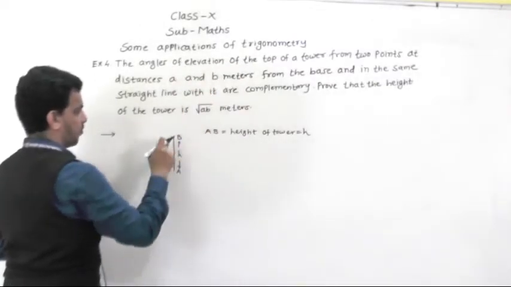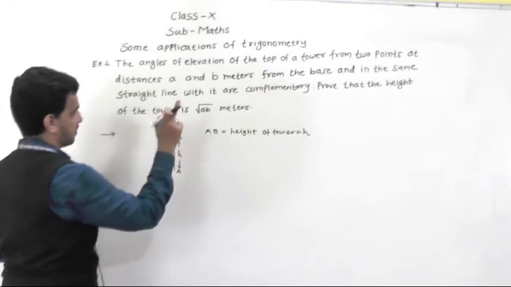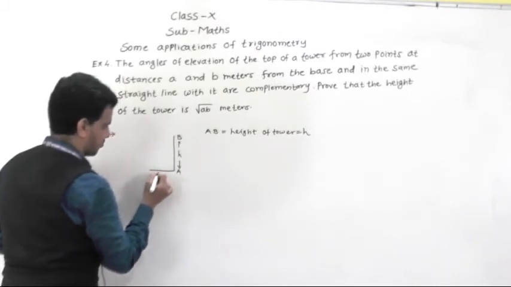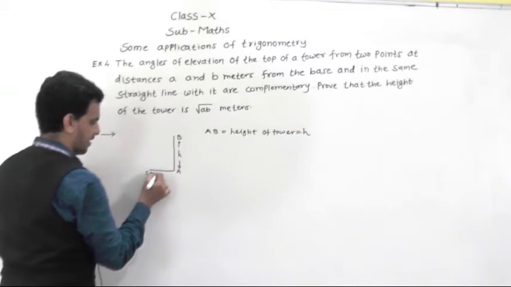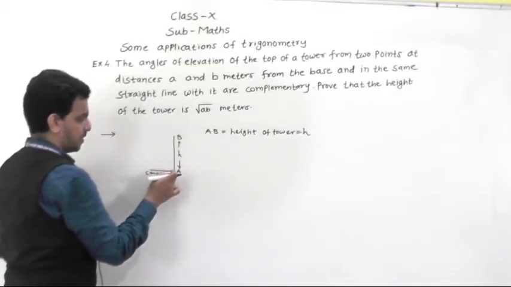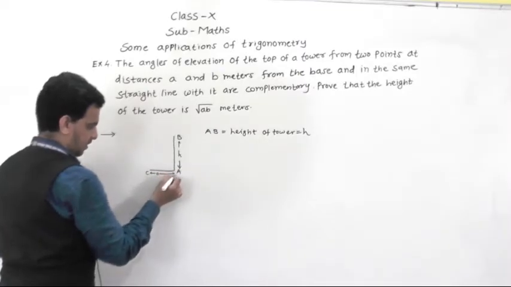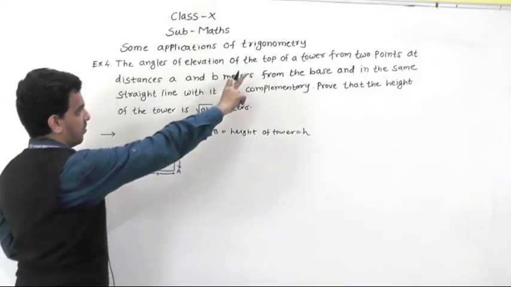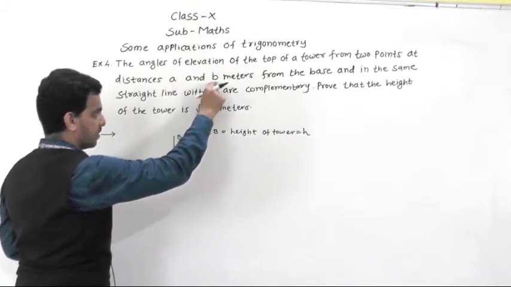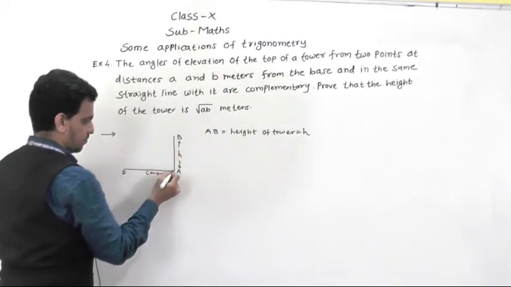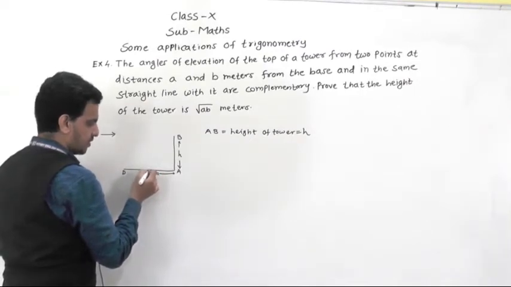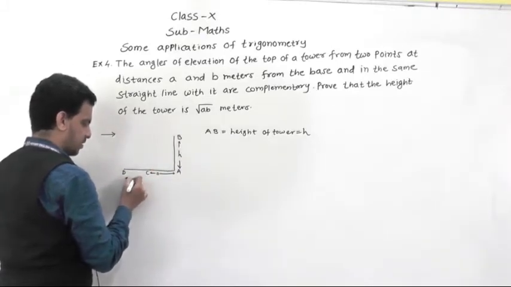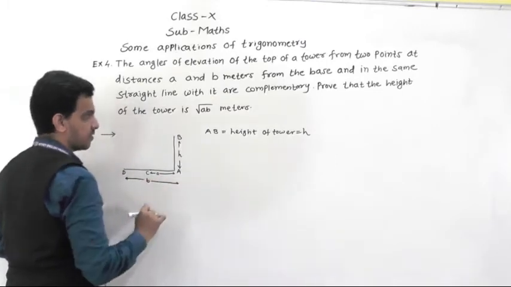Angles of elevation of the top of a tower from two points at distances a and b meters from the base. First, we have to suppose point C is here, having distance a from the base of the tower, and another point D is here. What is given? From the two points at distances a and b meters from the base. So the first point, C, is a meters from the base. Another point is D, that is b meters from the base.